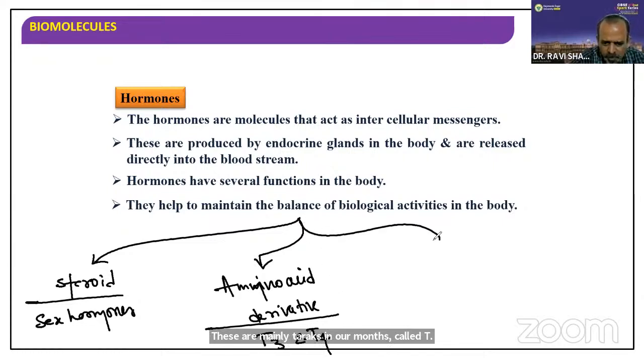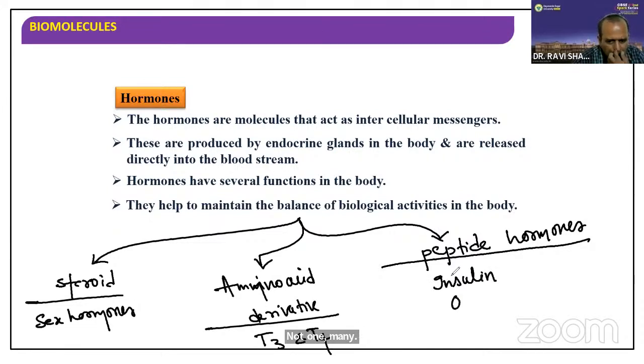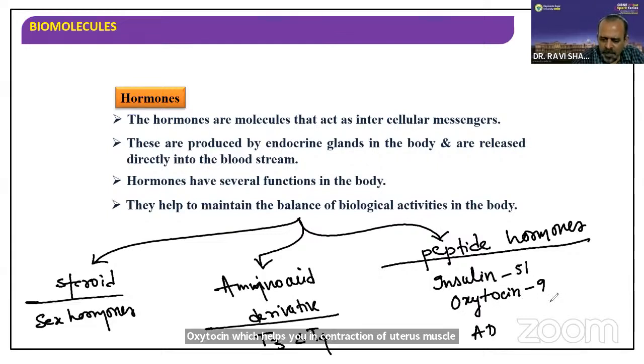Then you're having peptide hormones or protein hormones. Means they're made up of many amino acids. Not one, many. That's why we call it peptide hormone. For example, insulin, which regulates our blood sugar level, is made up of 51 amino acids. Oxytocin, which helps in contraction of uterus muscle in the mother, has 9 amino acids. We call it anti-diuretic hormone. That is also made up of 9 amino acids.